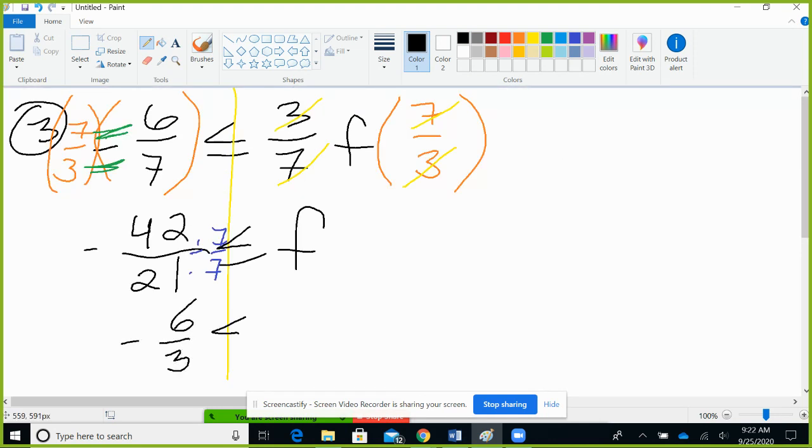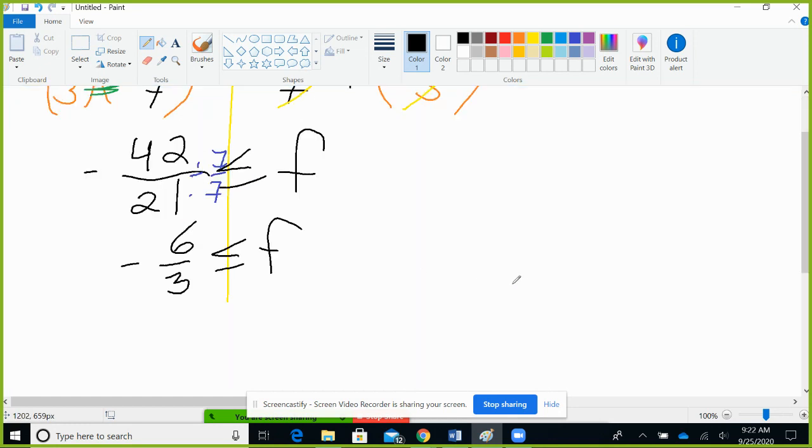So negative 6/3 is less than or equal to f. Now 6 divided by 3 is 2, so I have negative 2 is less than or equal to f. So that's how I deal with the fractions.